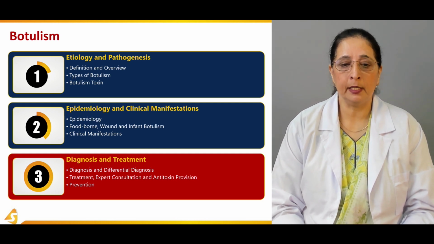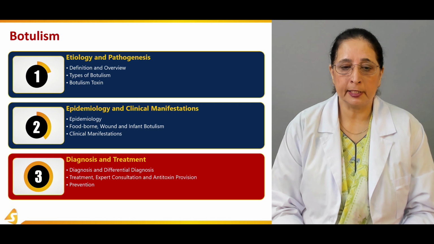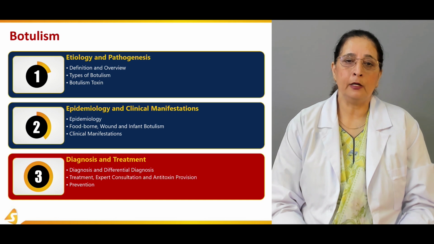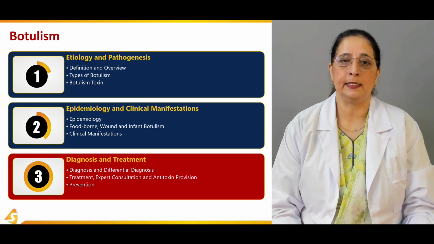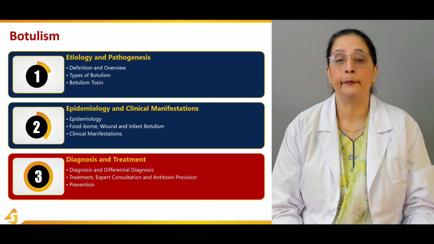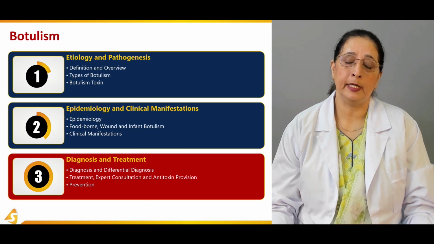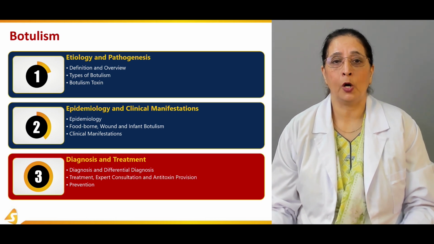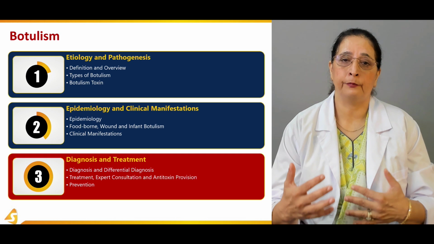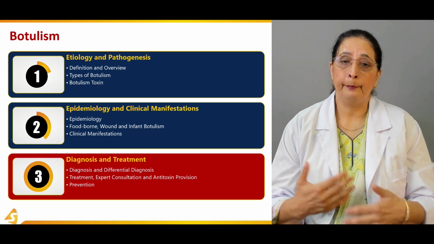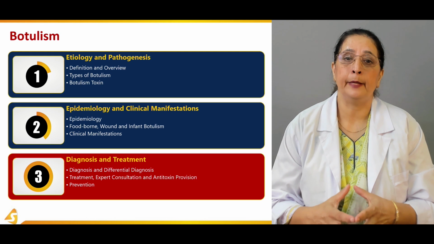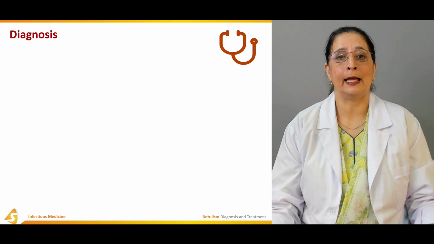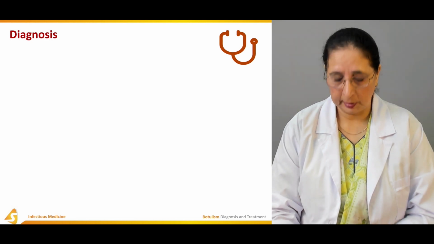Then the treatment, some expert consultation and antitoxin provision, and then also how we can prevent this condition, which is botulism, because we talked about so many different factors that can lead to botulism. So how can we prevent it, like food canning, and how can we better the procedure so we can prevent the condition. So let's start with the first section, the diagnosis of botulism.